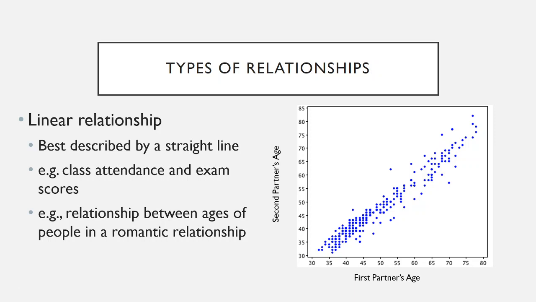If you can kind of look at the dots and it sort of looks like it would best be described by a straight line, if you were to draw a line right through the middle of those dots, that's what we call a linear relationship. Variables that, when you depict them like this, can be best summarized by a straight line.